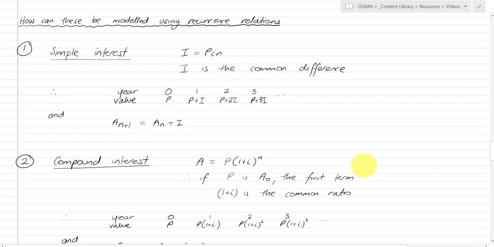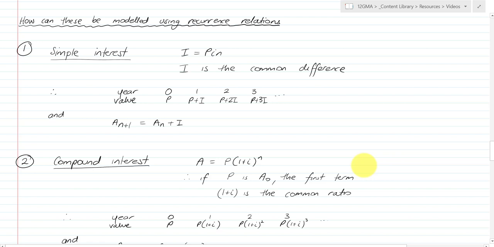Hi and welcome to video 4 in this video series on Unit 4 Topic 1 General Mathematics, the Financial Math unit or topic. We're looking at simple and compound interest today and how they relate directly to arithmetic and geometric sequences from Unit 3.